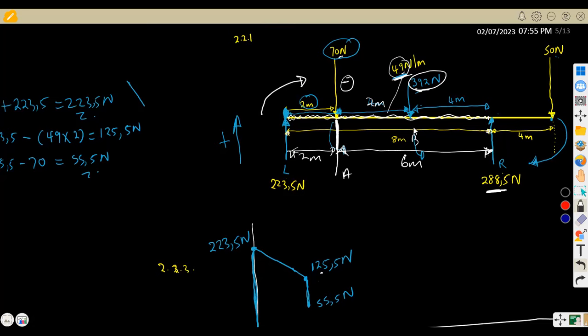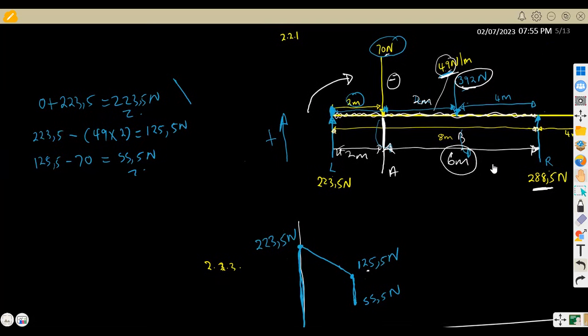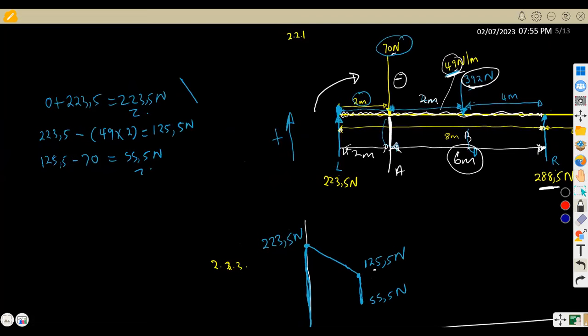So that's 49 multiplied by 6 because it's per meter. So where we are at this point at 55.5, it is going to be minus 49 Newton per meter, which is 49 times the distance of 6 meters. Okay, so if we subtract, what are you going to obtain? We are going to obtain something like minus 238.5 Newton, which is a negative value.